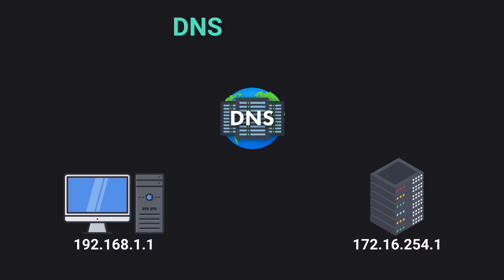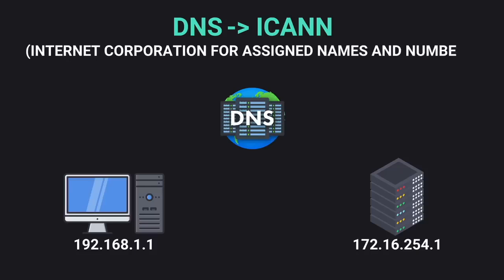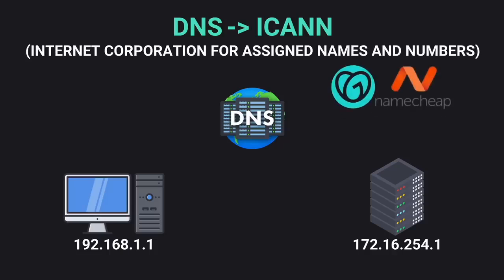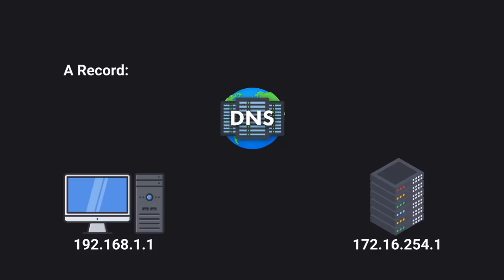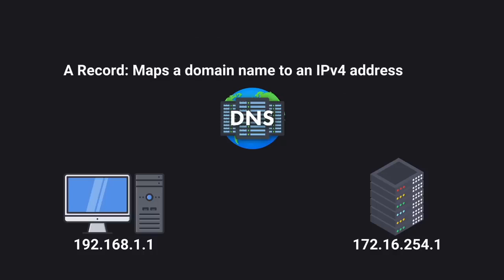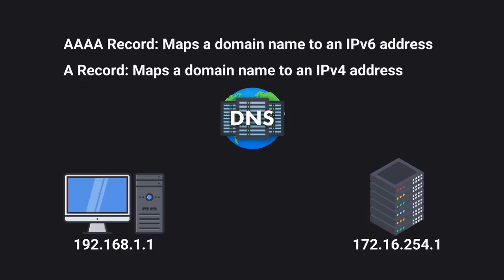The functioning of DNS is overseen by ICANN, which coordinates the global IP address space and domain name system. And domain name registrars like Namecheap or GoDaddy are accredited by ICANN to sell domain names to the public. DNS uses different types of records, like A records, which map the domain to its corresponding IP address, ensuring that your request reaches the correct server. Or AAAA records, which map a domain name to an IPv6 address.